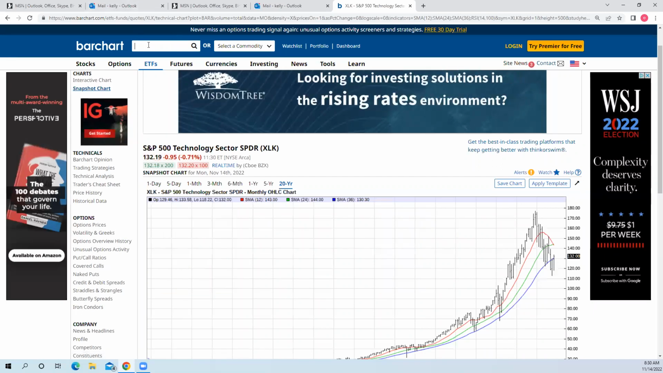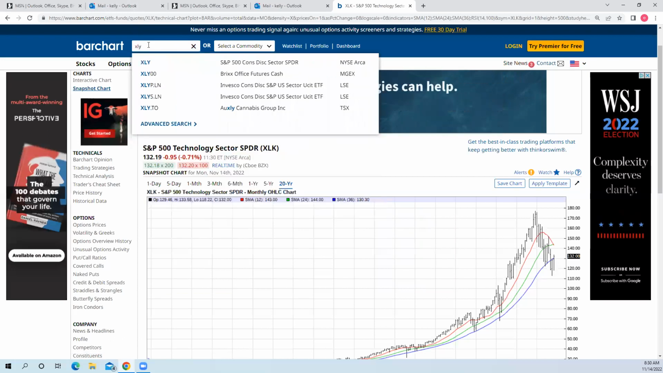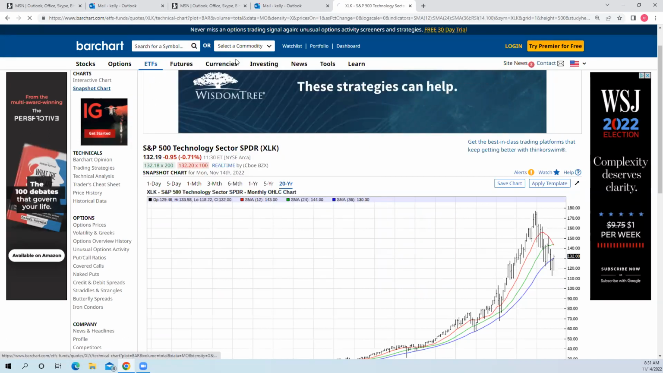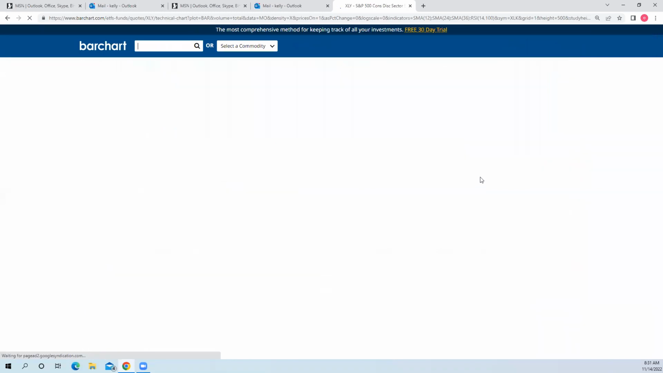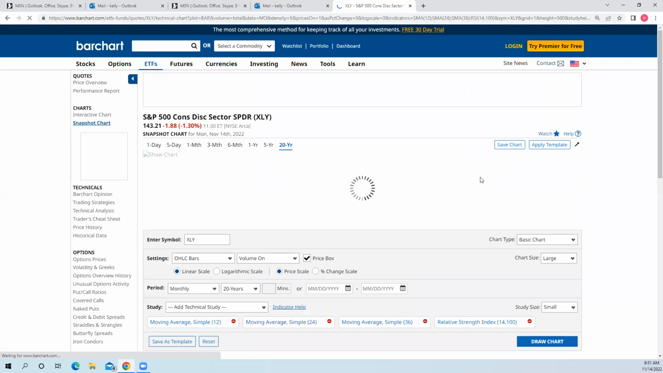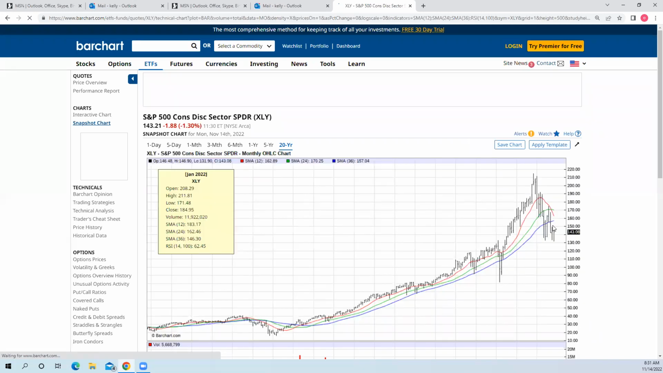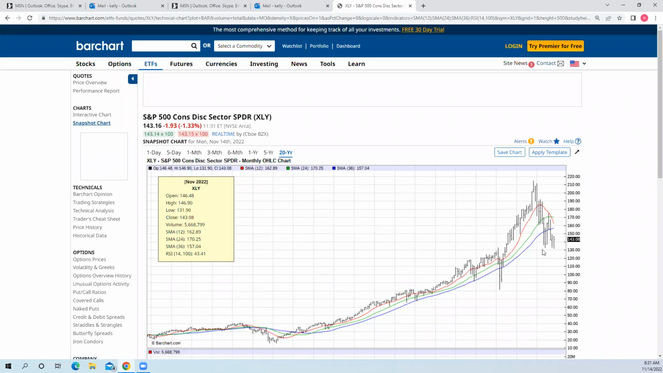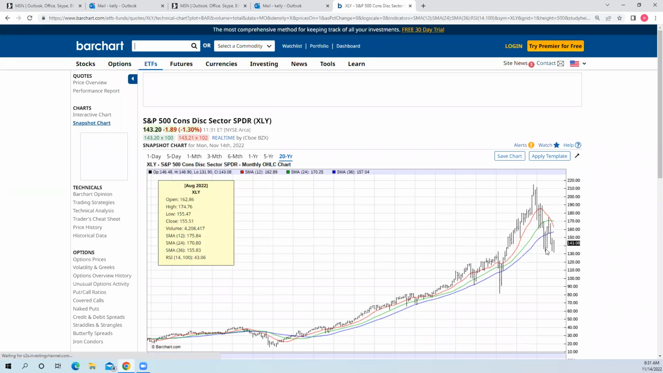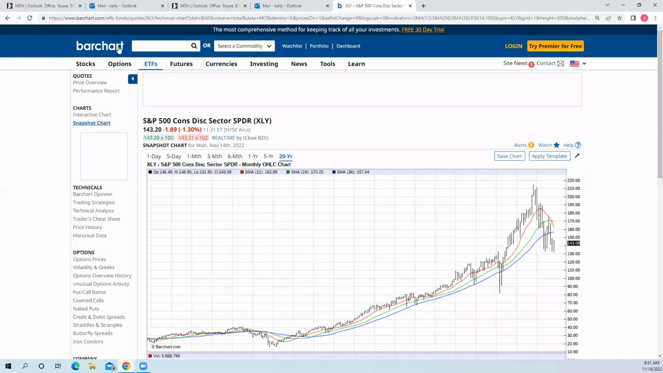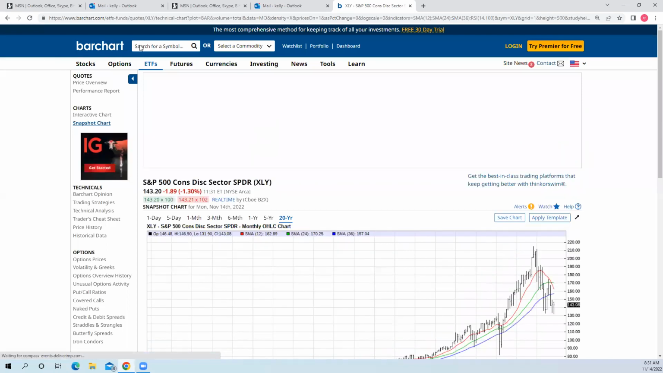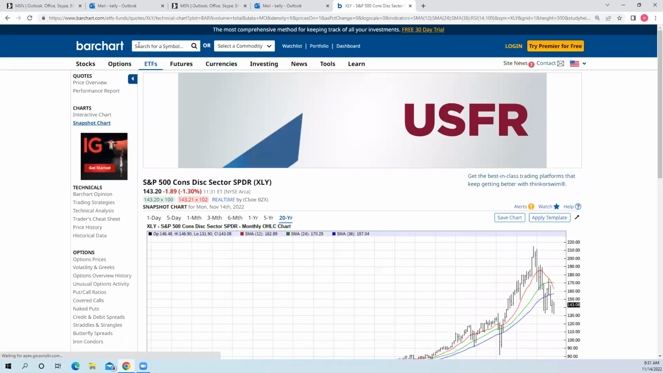Another one is consumer discretionary. And this is another one that doesn't look so great, right? Because it's still way under the blue line. So those things are called growth, right? Consumer discretionary and tech. Now let's take a look at some of the stuff I'm talking about, like dividend growth.